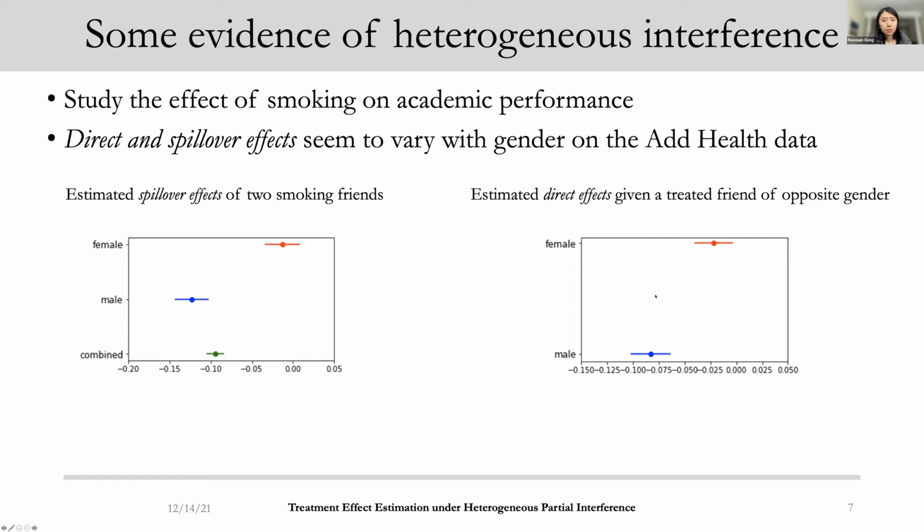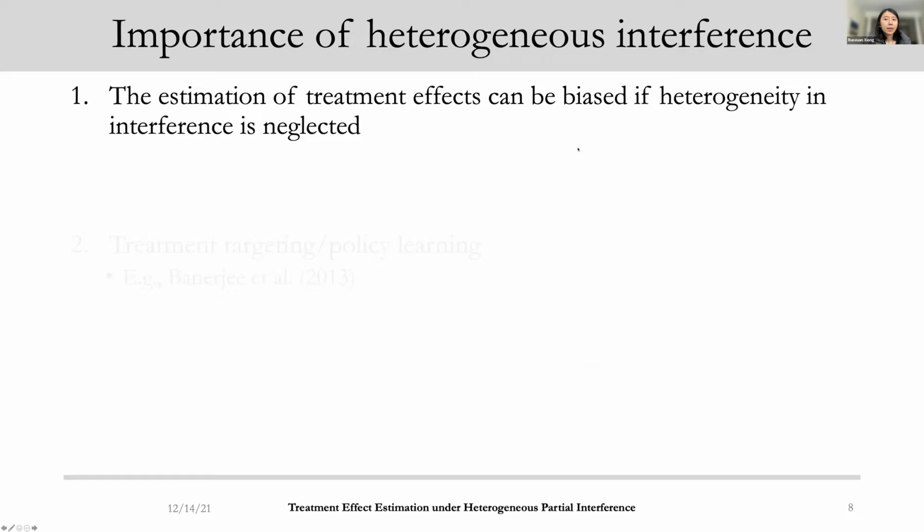I hope I have convinced you that in some applications, the interference might be heterogeneous. Then the next question is why heterogeneous interference is important. There are two main reasons. The first one is that even if what we care about is the conventional quantities, such as the average treatment effect, the estimation can be biased if we overlook the heterogeneous interference.